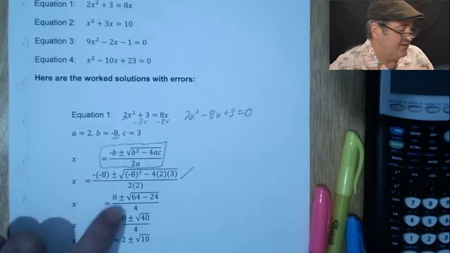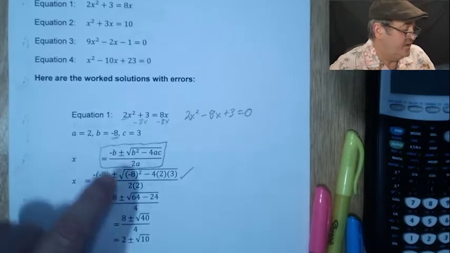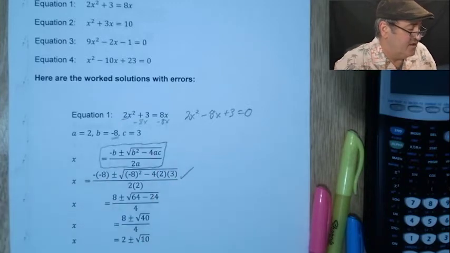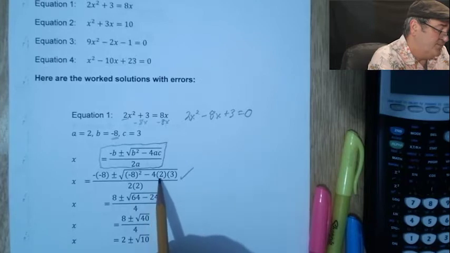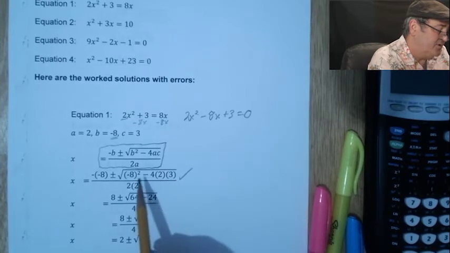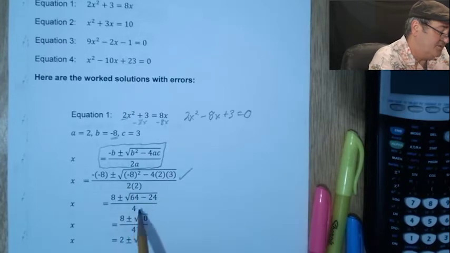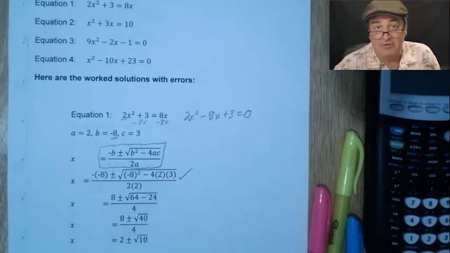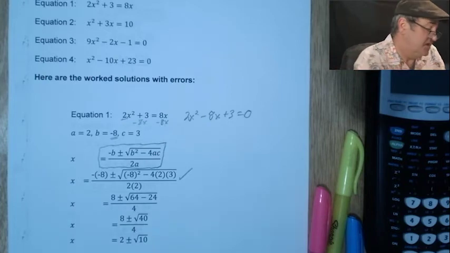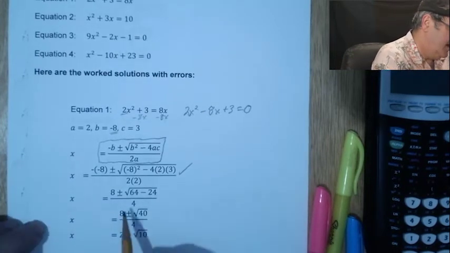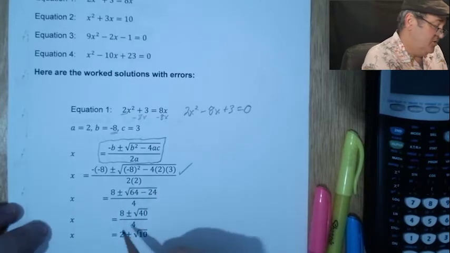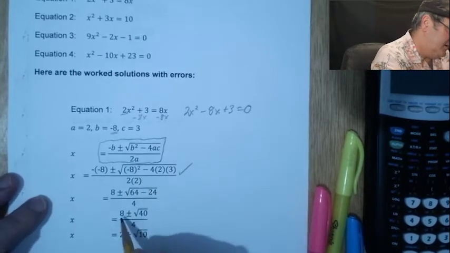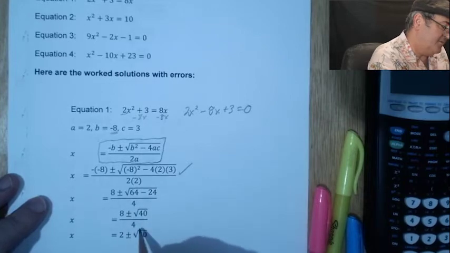They said -8 is 8 plus or minus, and all this under here they said, well, -8 squared is 64. 4 times 2 is 8 times 3 is 24, so it's 64 minus 24, and it's all divided by 2 times 2 is 4. Are we good? Let's keep moving. So 64 minus 24 is 40. So this was a simple step there. 8 plus or minus the square root of 40 divided by 4.